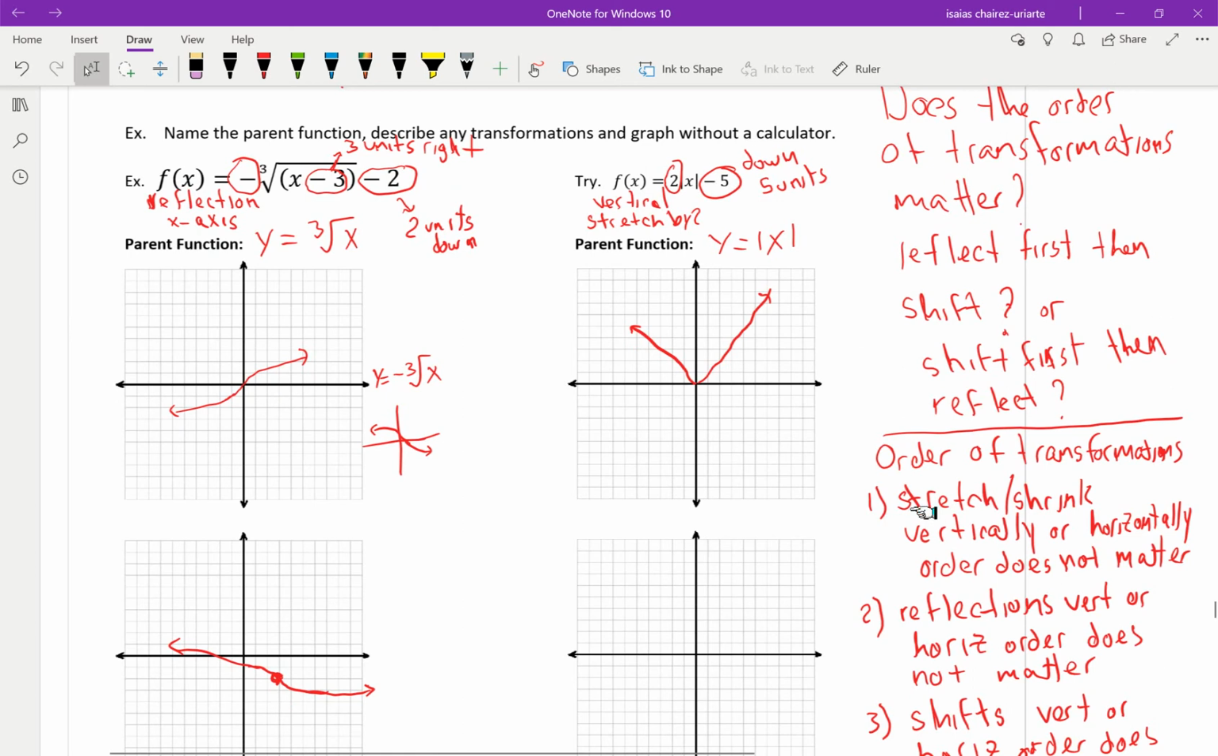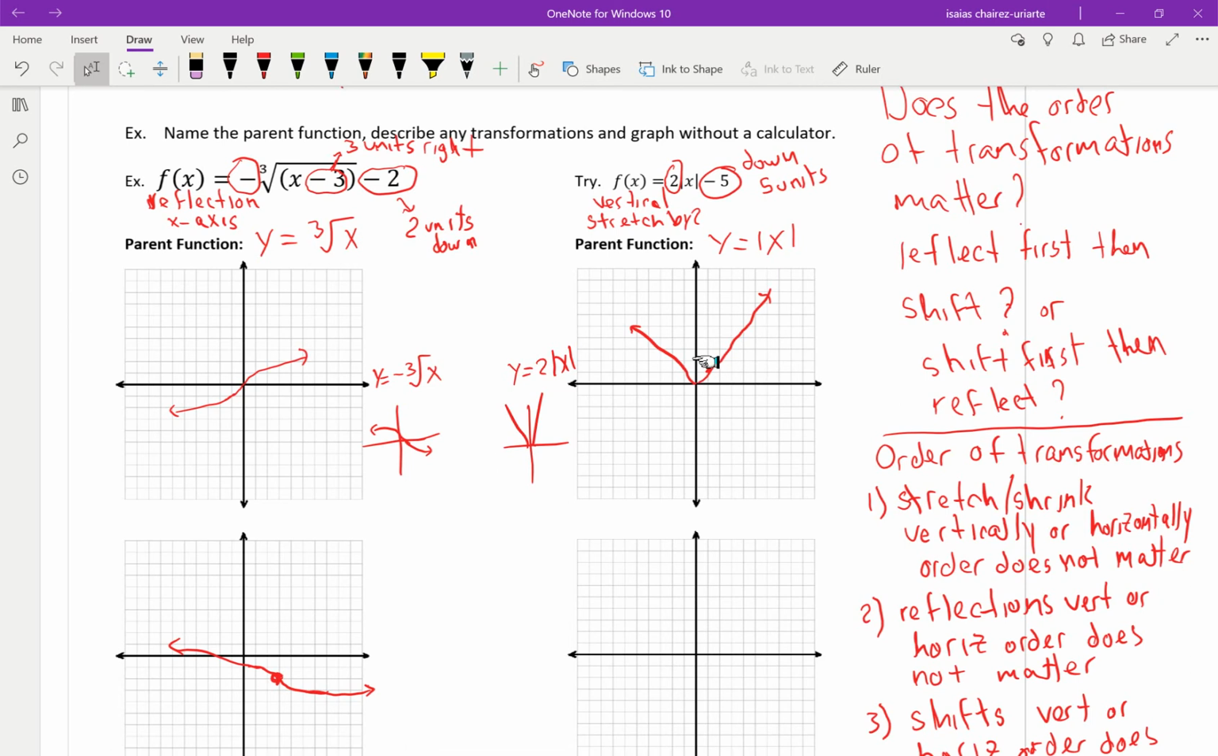But we said that we should apply stretches before we do shifts. So first do stretching or shrinking, then any reflections, and then shifts. So I'm going to do the vertical stretch. It's going to be difficult to notice the vertical stretch. What it's going to do is make it a little bit skinnier. If you thought about the function y equals 2 absolute value of x, it looks very similar to just absolute value of x. It's just a little bit skinnier. Originally in the absolute value of x, I had the point 1, 1. Well, in 2 absolute value of x, I should have the point 1, 2. It's a little bit thinner.